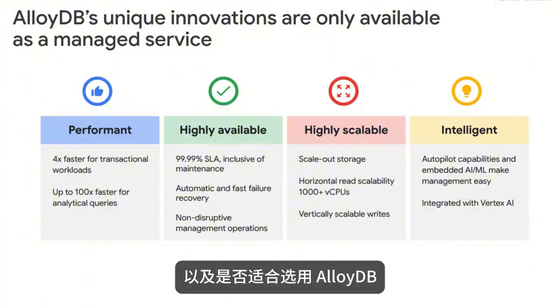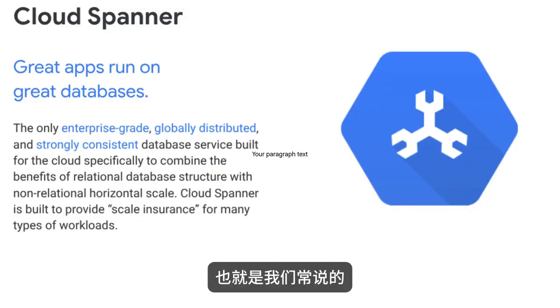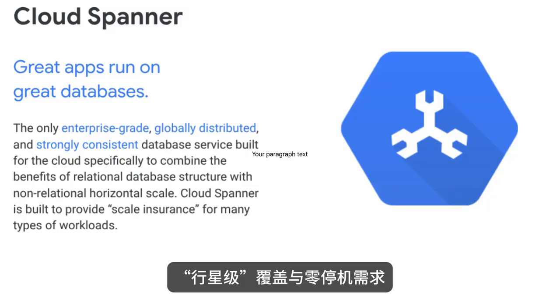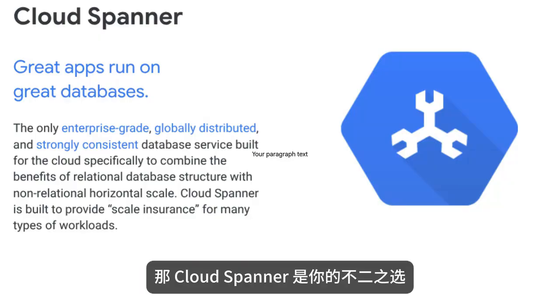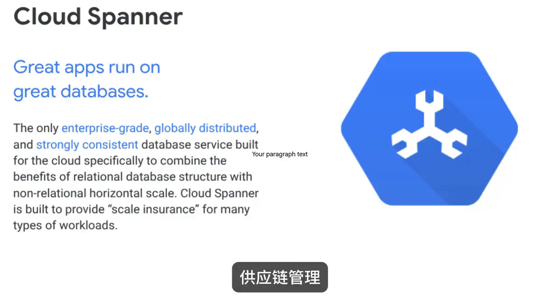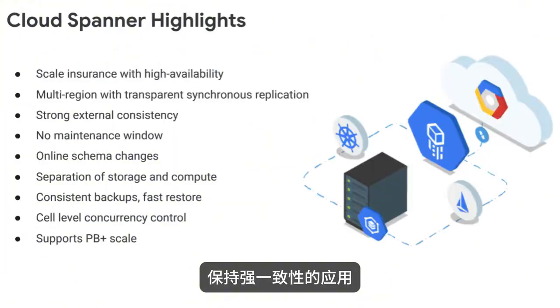Globally distributed apps needing scalability. We're talking about the need for planet scale reach and zero downtime. Then Cloud Spanner is your best bet. Think financial systems, supply chain management, or any application requiring strong consistency across geographically dispersed regions.